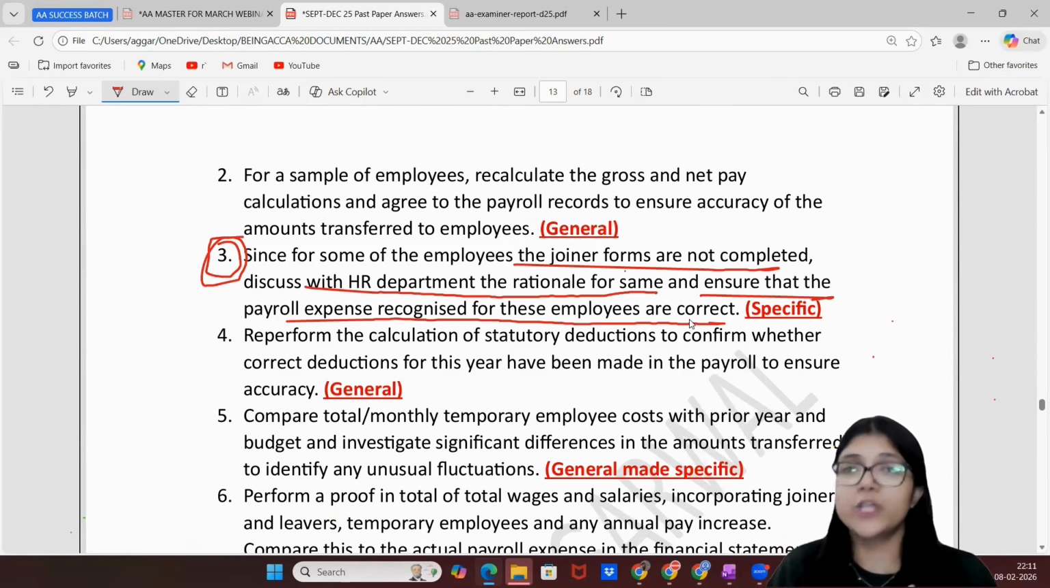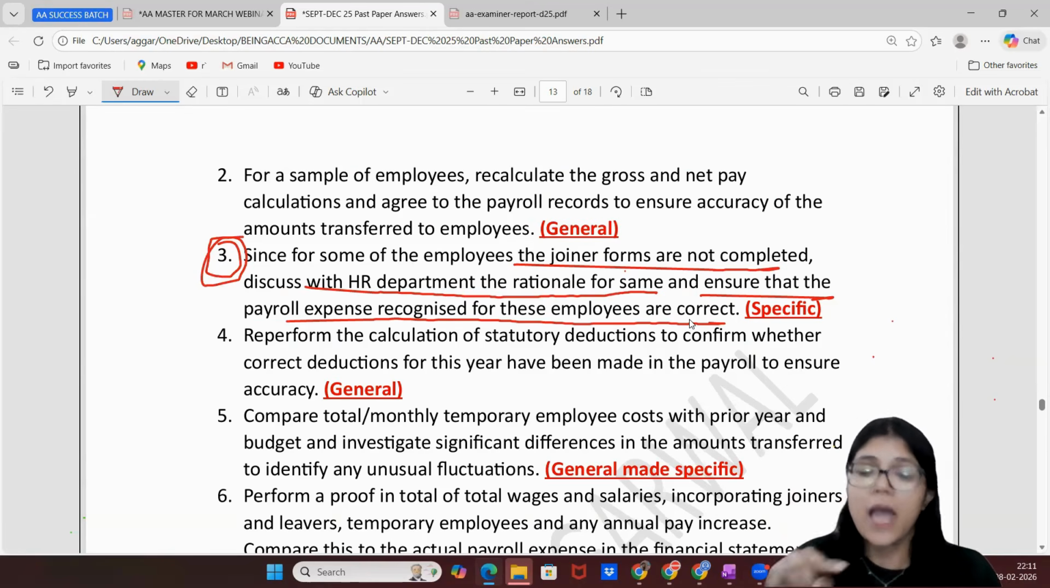I'm discussing with the HR department what is the rationale for the same, why the joiner form is not completed, and I'm also ensuring that the payroll expenses are correct. You can also write to ensure accuracy. Correct to sahi hai, like that is the assertion, but to ensure accuracy, to ensure completeness, you can also add that over here. So this is a specific one.